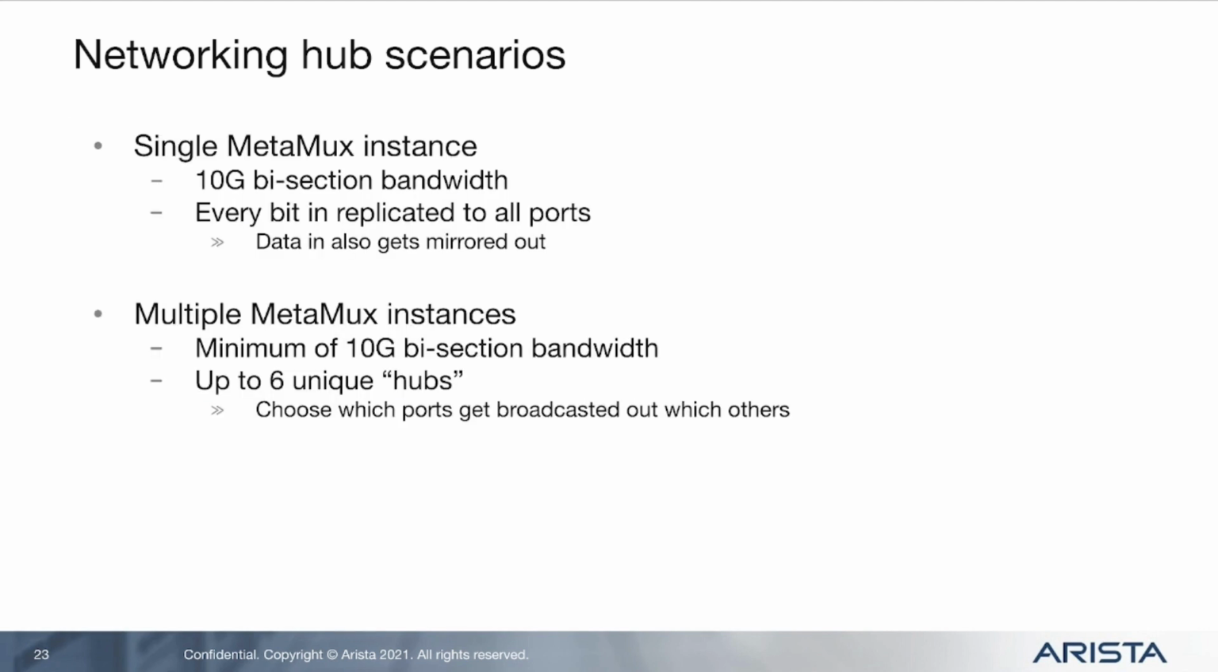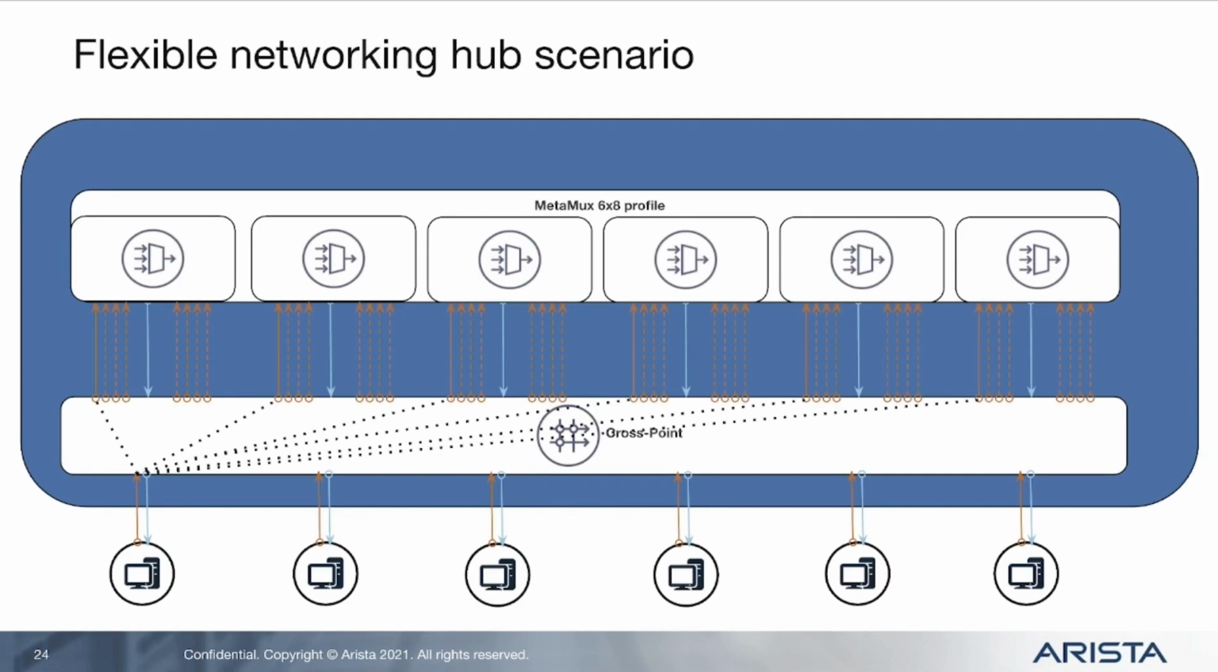This brings us to the next networking hub scenario. This one is slightly more complicated as it leverages 6 smaller hubs. Each of these hubs has a maximum of 10 gigabits per second bisection bandwidth, and we can choose which front panel ports are being connected to which hub or hubs. Each hub has a maximum of 8 input ports. In this diagram we show how we connect all of the input from application server 1 to all of the 6 hubs.